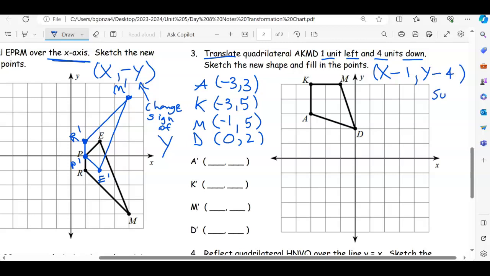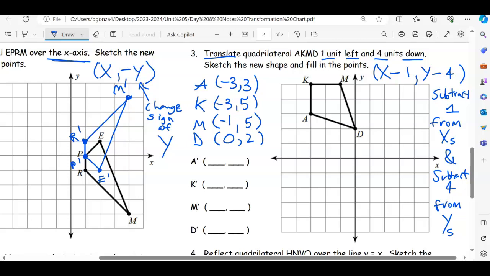So here's what we're going to do. We're going to subtract 1 from the x's and subtract 4 from the y's. Right? That's what this means. Subtract 1 from every single x. Subtract 4 from every single y.